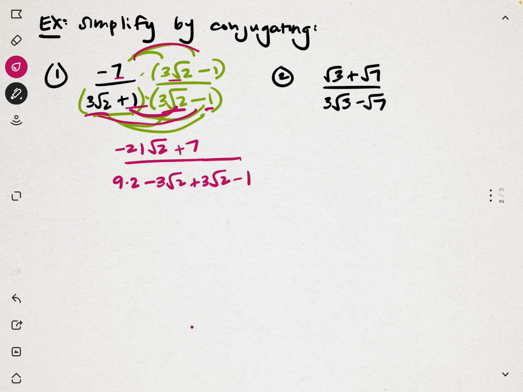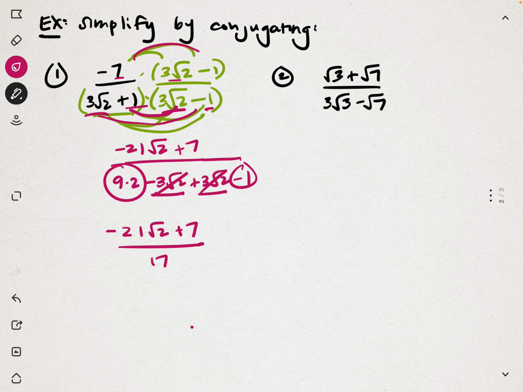Now the important thing to know about conjugating is the whole point of this is that these middle terms are always going to be opposites, and they're going to make 0 here. So negative 3 square root 2 plus 3 square root of 2, that's going to be 0 every time, our middle term. So let's clean this up a little bit. The top doesn't change, but we're going to say 9 times 2 is 18, minus our 1 is 17. And now we no longer have the square root in our denominator, so this would be simplified form for what we started with.